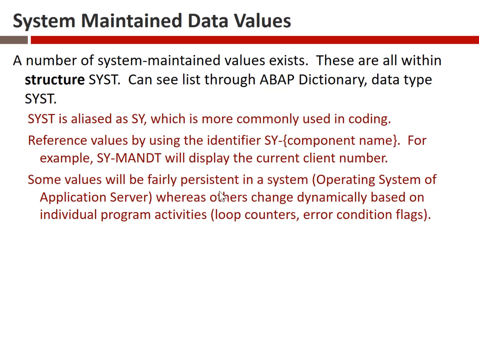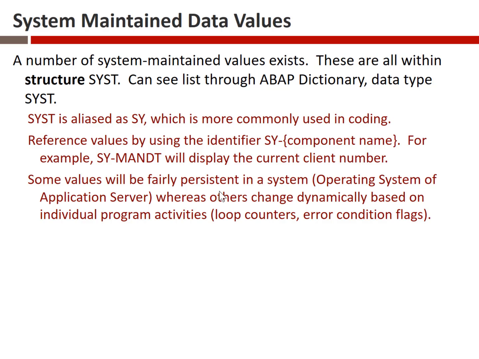Now, some of the values are going to be fairly persistent in a system. For example, if I run all of my SAP infrastructure on the Windows operating system, when I ask, what operating system are you running on, it's going to always return Windows. But clearly, if I ask it, what's the username? Well, that's going to change with every user. So some of these fields will be very dynamic. Some of them will almost never change.